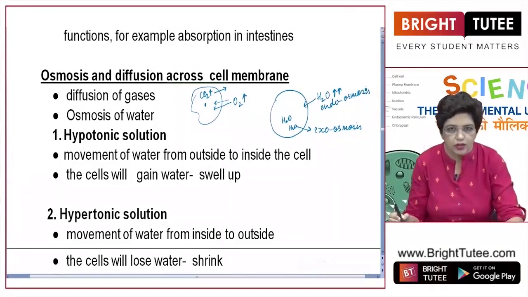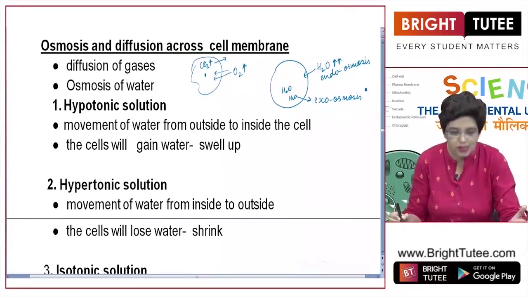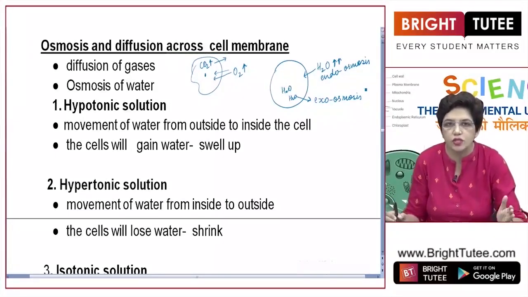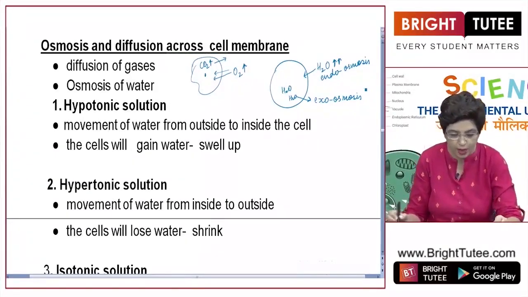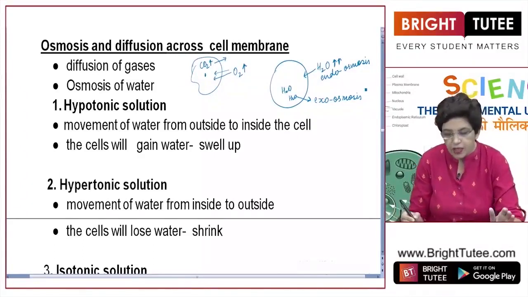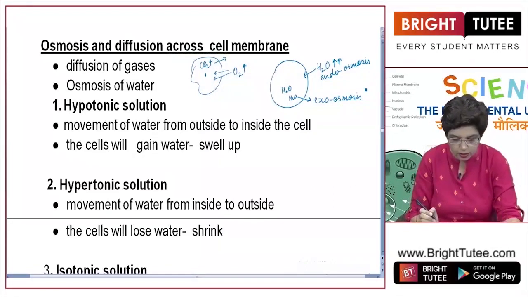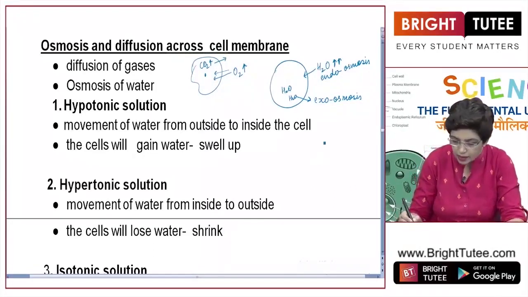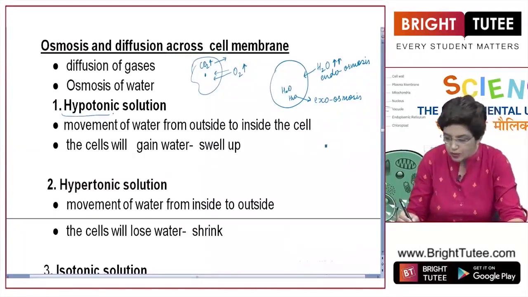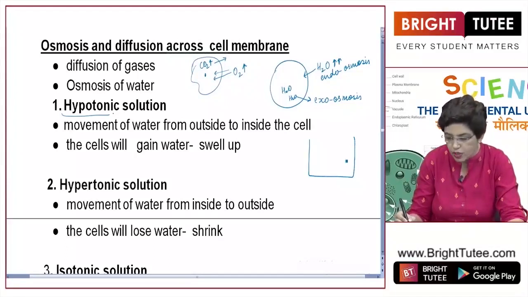Okay, so osmosis leads to three situations, which is a very important topic from this chapter. So what will happen if a cell is kept in a hypotonic or hypertonic solution? First is hypotonic. Hypotonic solution means a solution in which the salt concentration is less but the water concentration is high. Such a solution is called hypotonic.